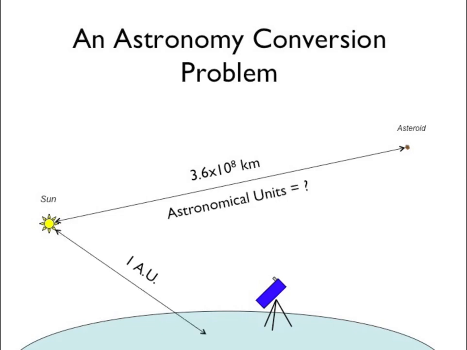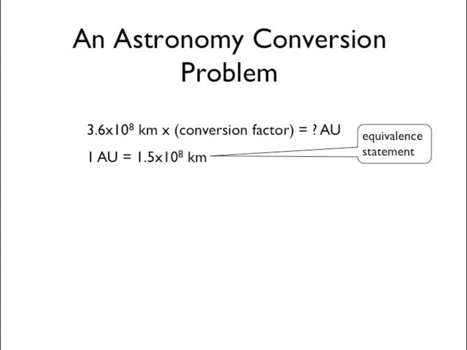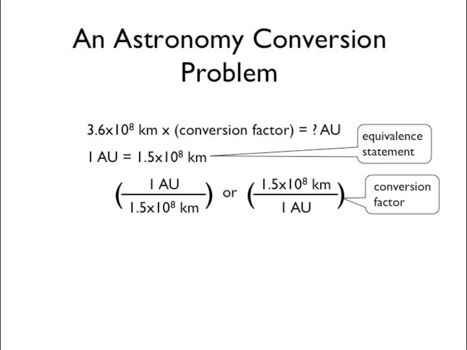One astronomical unit is the average distance between Earth and the Sun. You can look up an equivalent statement for a relationship like this when you need to, but we will provide it here. From the previous example, you know there are two possible conversion factors you can get from this equivalent statement. Which one you use will depend on what you want to calculate.